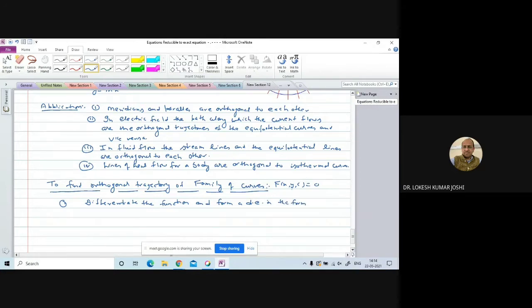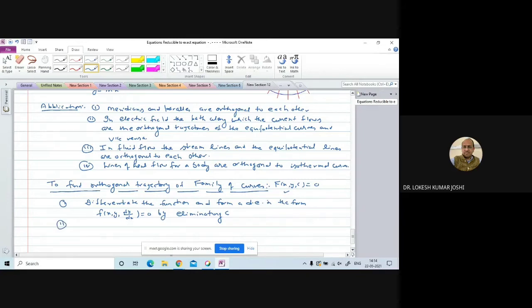Suppose we have this function, we just differentiate it with respect to y, and we get a differential equation in the form f(x, y) dy/dx equals 0. We have to eliminate this c as well. Okay, I'm writing it by eliminating c.